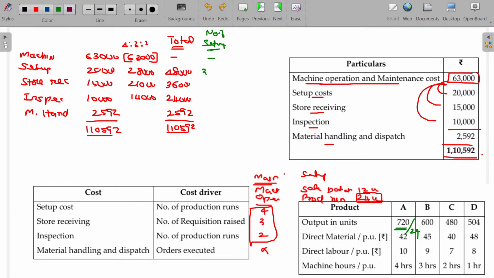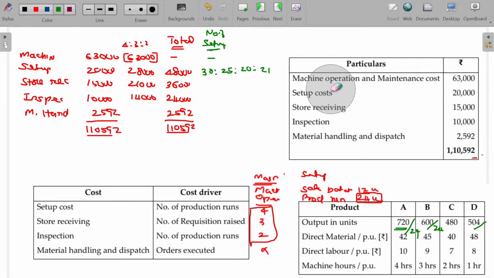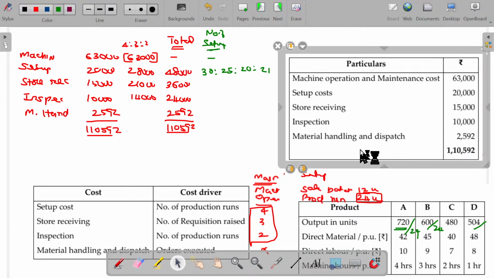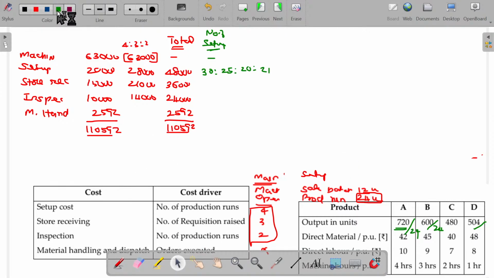30 for A. For B, divided by 24, 25. For C, 20. Then 21. I don't want this cost because I have already taken the cost. I can score out this. This is not required. Total being 96.